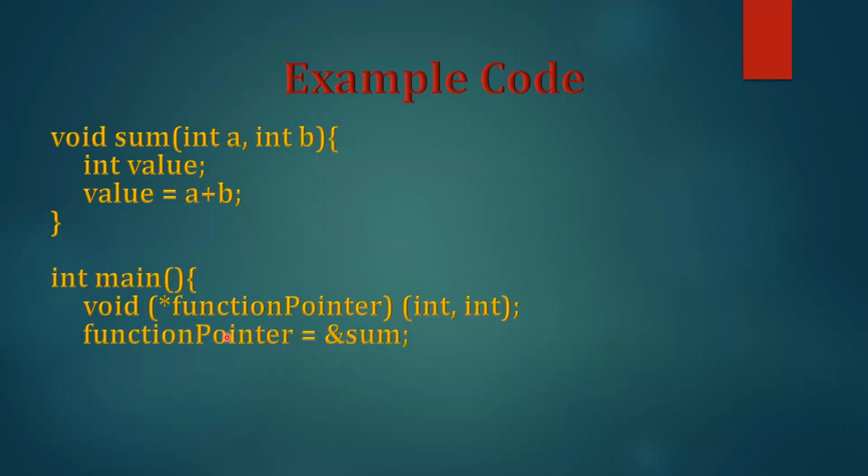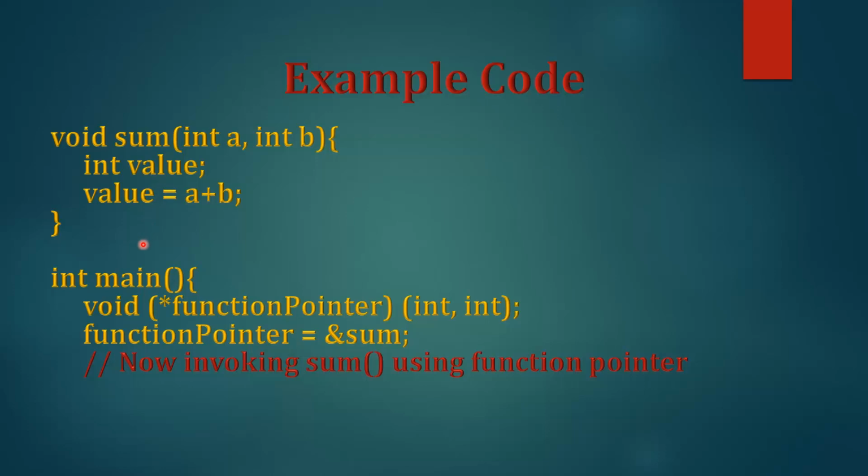Next, we are assigning this function pointer the address of the simple function which is declared here, the sum. So now the function pointer points towards the address of this function named sum. And this is the definition of a function pointer that we just learned in the last slide: a pointer that points towards the address of a function, right? So next, how can we invoke this function using a variable? That we are going to see in the next syntax.